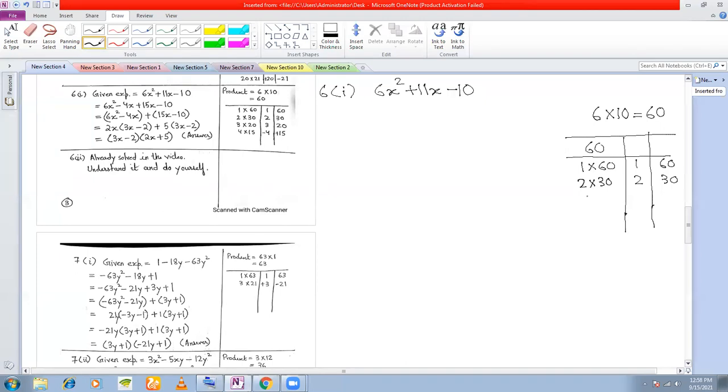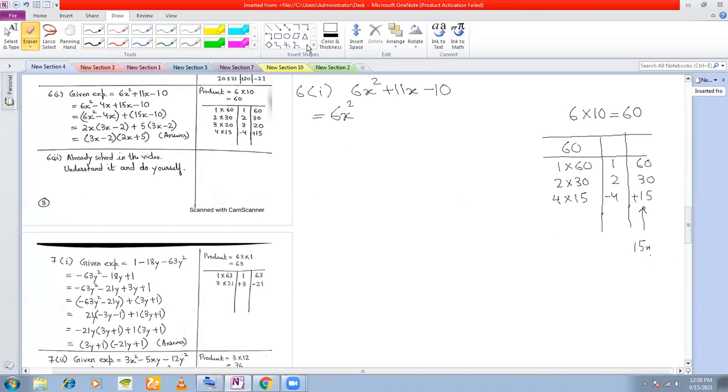Again, 30 you can divide by 2, so you multiply 2 by 2 to get 4 into 15. So you get 4 and 15. Will 15 and 4 give you plus 11? It may give you, if you take plus 15 and minus 4, right? So you try to break this up: 6x square, plus 15x, and minus 4x.